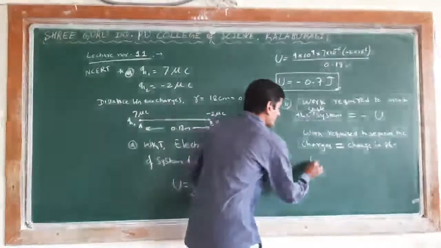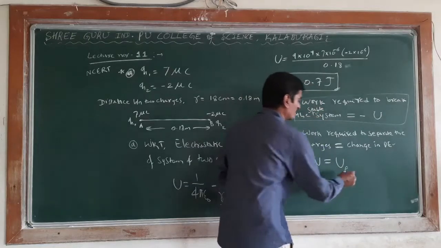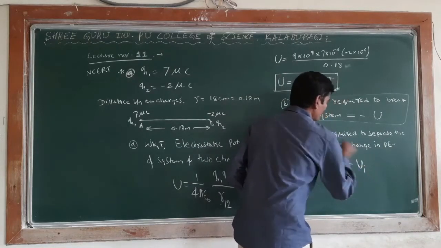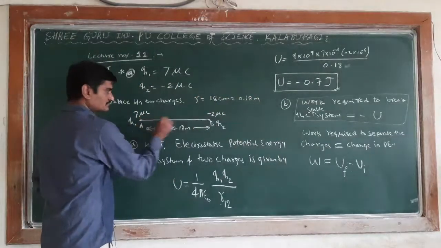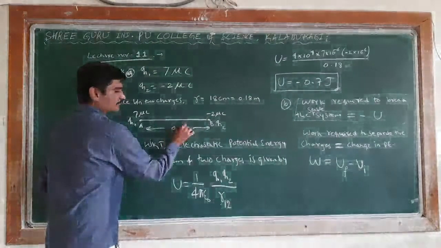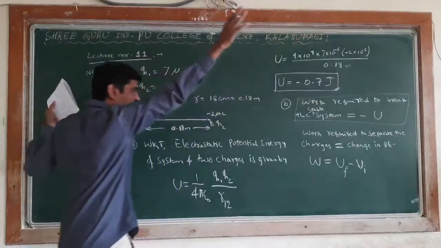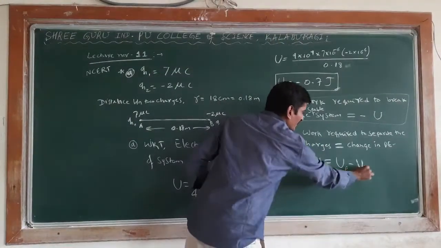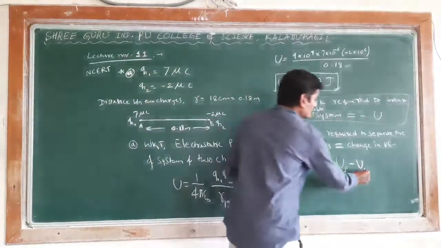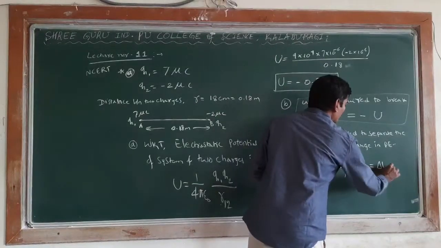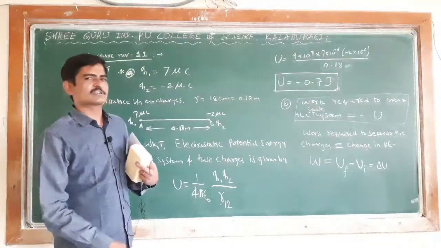So that is the work required to separate the charges, from where to where? From the initial position to the final position. So W is UF minus UI. UF is the final position, and this is the initial position. Now they are at a distance of 0.18 meter. They have to be broken and separated so that they move to infinite distance. So UF is the potential energy at the final position and UI is the potential energy at the initial position. This is nothing but delta U, the change in potential energy.